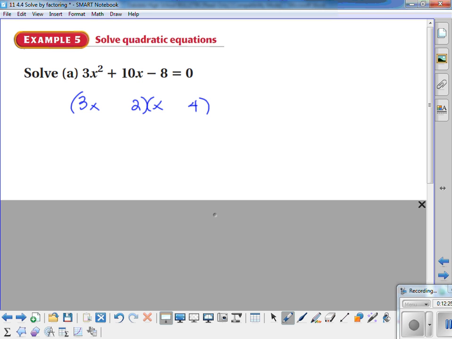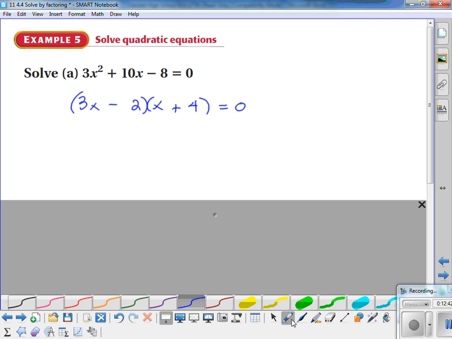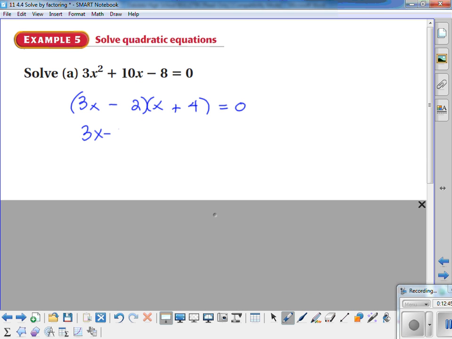And if I check the inside and the outside, I get 2x and 12x. I want it to be a positive 10, so which one's positive? The 4, right? So that this is positive and then this is negative here. So that equals 0. And now I just set each of my factors equal to 0. So 3x minus 2 equals 0, or x plus 4 equals 0. If I add the 2, 3x equals 2, and then when I divide, I get x is equal to 2/3. And here I just have to subtract the 4, so x equals negative 4. So the answer to that is 2/3 or negative 4. Questions there?